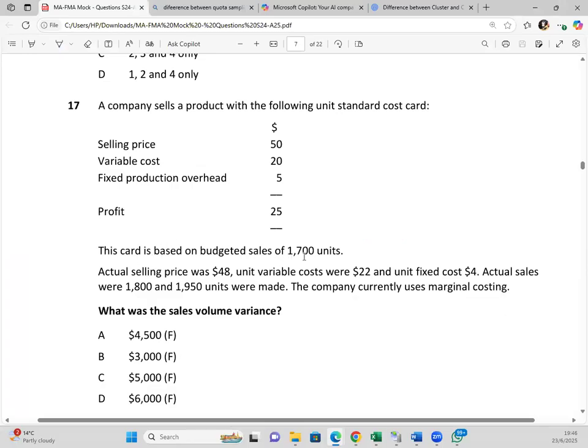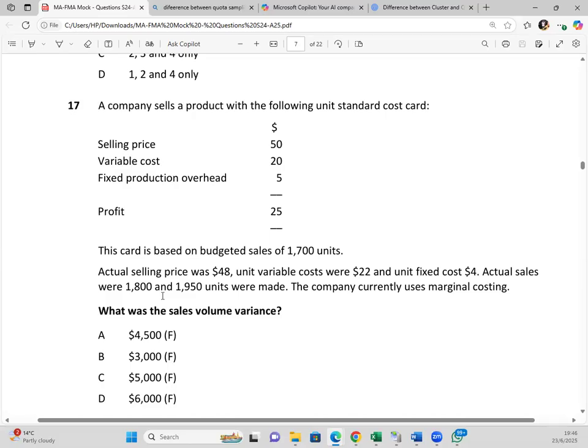The question is saying that this card is based on budgeted sales of 1.7 units. The actual selling price was 48. The unit variable costs were 22. The unit fixed costs were 4. Actual sales were 1.8 and 1,950 units were made. The company uses marginal costing. So that's the hint that they've given you.